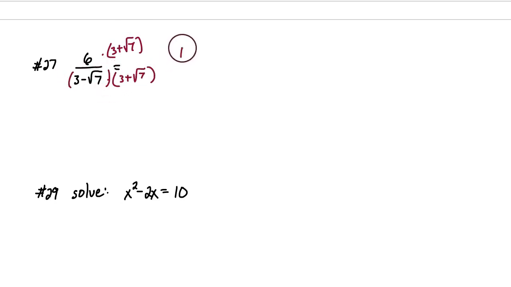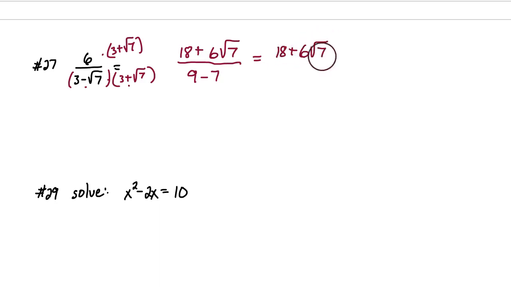In the top, 6 times 3 becomes 18, and then positive 6 square root of 7. In the bottom, when we times these, you use FOIL, but notice it's that special case where everything matches and this is a negative and this is a positive. You can skip doing the outer and the inner products. 3 times 3 makes 9, and square root of 7 times square root of 7 makes 7. Okay, next step, we have 18 plus 6 square root of 7 all over 2. And now we can reduce because 18 divides by 2 and 6 divides by 2. We get 9 plus 3 square root of 7.